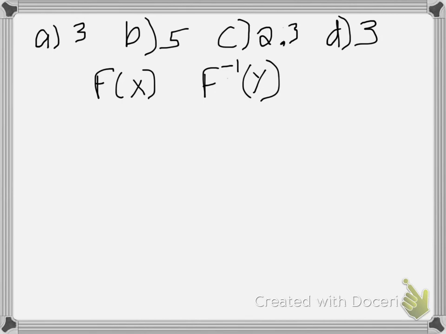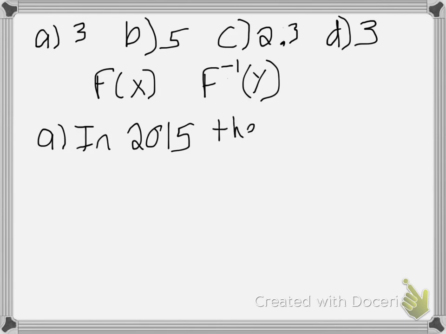Okay, let's look at number 6. Let P equal f of t be the population in millions of people of a country t years from 2005. What does f of 10 equal 8 represent? Well, 10 is my t value, right? So that's 10 years from 2015. So for part A, I would say in 2015, there are 8 million people, or there were 8 million people.